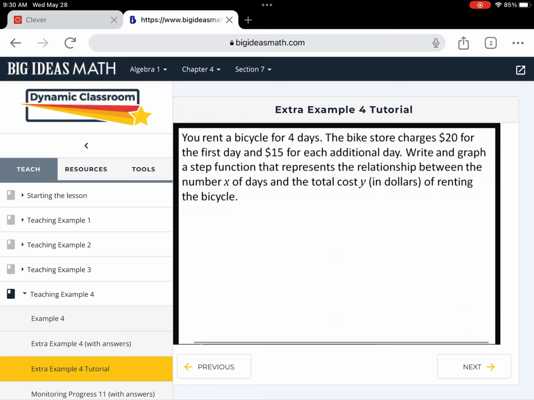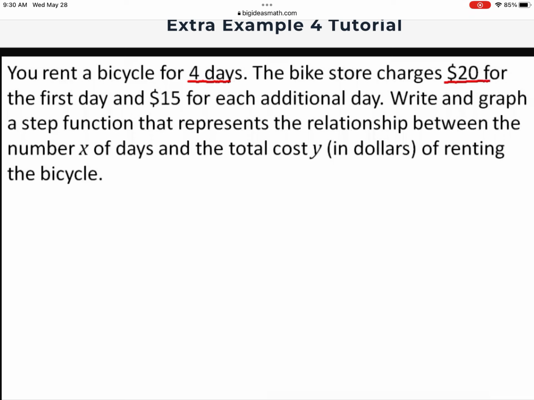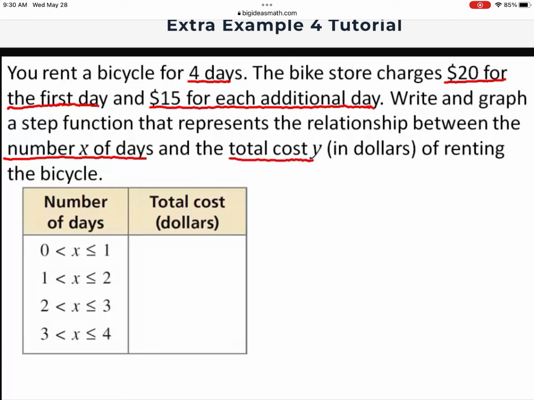You rent a bicycle for 4 days. The bike store charges $20 for the first day and $15 for each additional day. Write and graph a step function that represents the relationship between the number x of days and the total cost y in dollars of renting the bicycle. Use a table to organize the information.